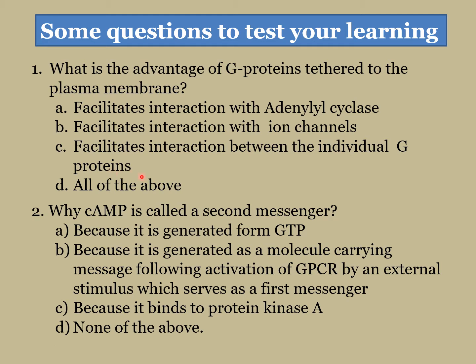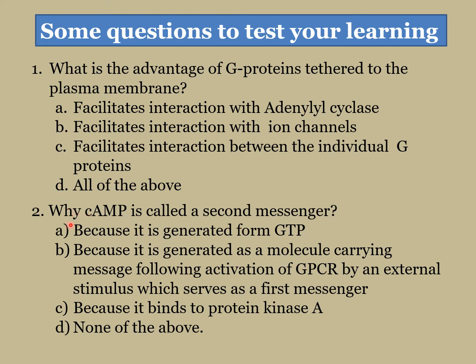The option C is that it facilitates interaction between individual G proteins. Now this is also another valid option because if the trimeric proteins are attached to the membrane, then that also facilitates their association into a protein complex. So the right answer to this multiple choice question is all of the above, that is D.